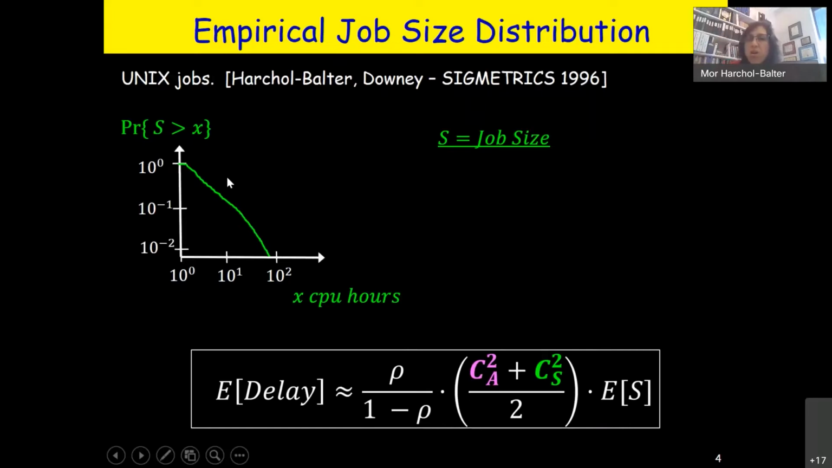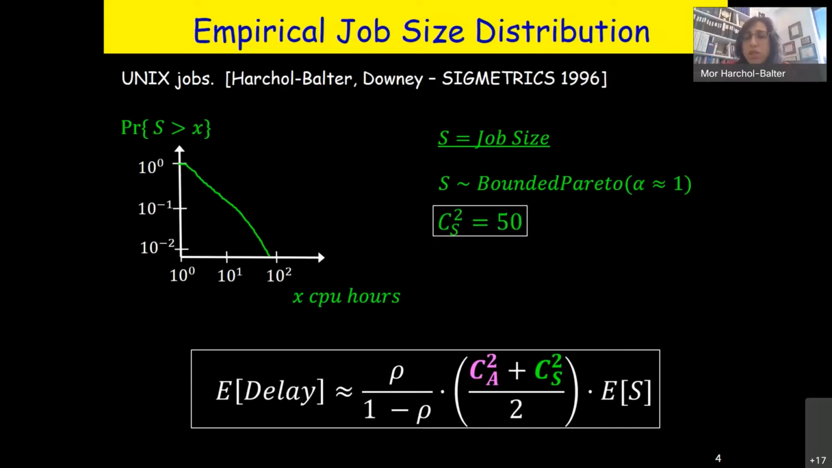And this is the tail of the distribution, the probability that the size exceeds X. And you can see on a log-log scale, this is basically a straight line. And what that tells you is that the job sizes are a bounded Pareto. I say bounded because there's a limit to how big jobs could be at the time. There was an upper limit, but it was a Pareto with alpha of around 1. And as we all know, that's a highly variable distribution, but because it was bounded, the squared coefficient of variation was still finite.